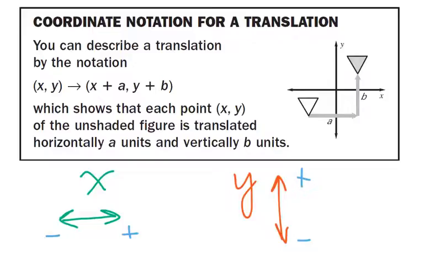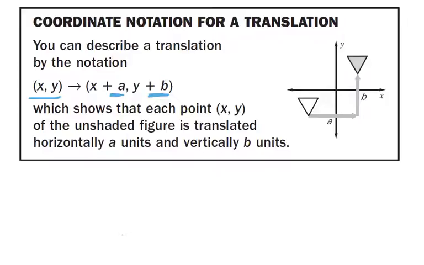So, when we write our translation, we start with (x, y) goes to, and then a here is how far left or right you want to go. If you want to go 2 units to the right, you would add 2. 4 units to the left, you would subtract 4, and so on. For the y-coordinate, how far up and down is b. So if you want to go up 7, you would add 7. If you want to go down 3, you would subtract 3 from the y's.